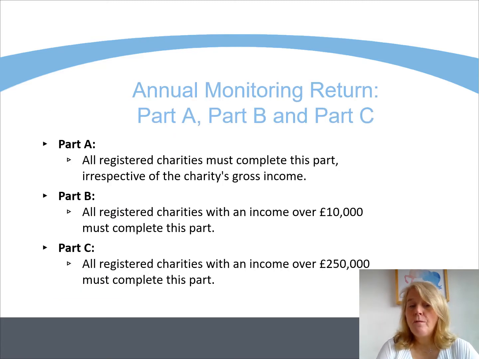So you have Part A, and all registered charities must complete this part, irrespective of your income. You have Part B, which is a requirement for those registered charities with an income over 10,000, and Part C if your income is over 250,000. So I'll focus on Part A and Part B, given the nature of the Scouting Ireland groups. I don't think any of them have an income over 250,000.